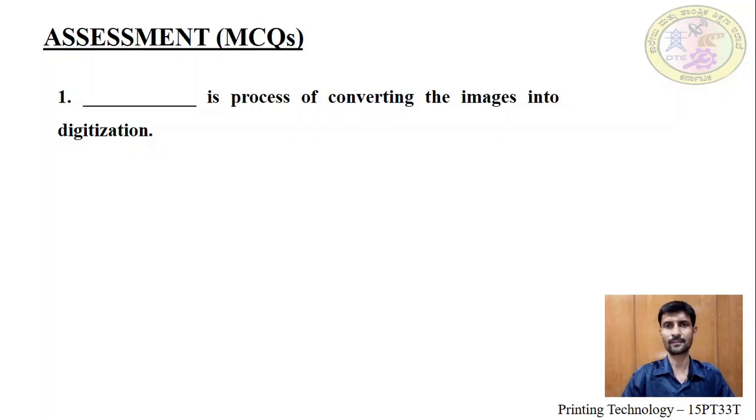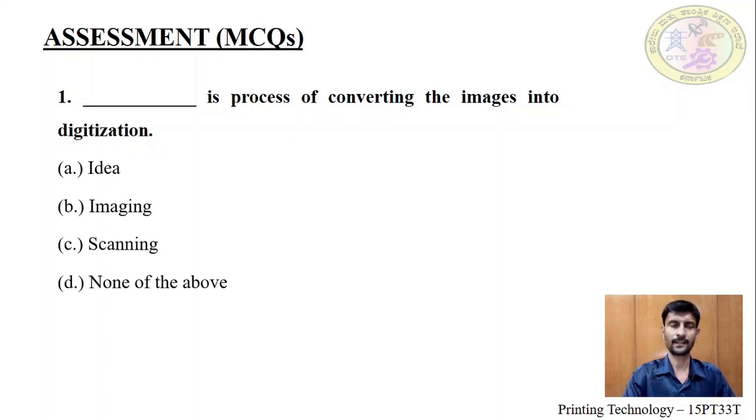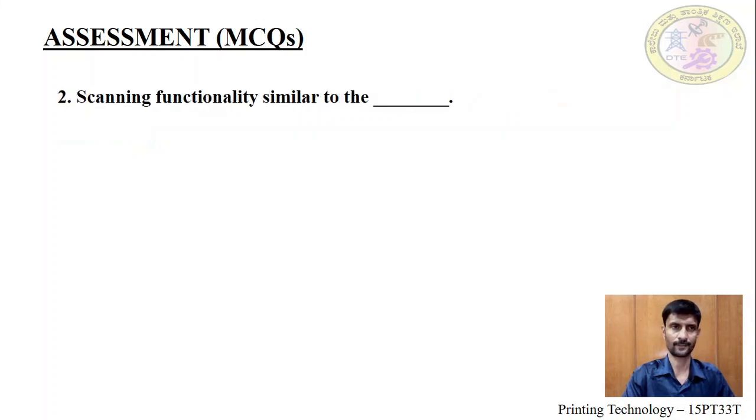Dash is the process of converting images into digitization. The options are IDEA, imaging, scanning, and none of the above. Already we have discussed that a scanner converts whatever the versions are for digitization, for further reproduction. So this is the clue to answer this question.